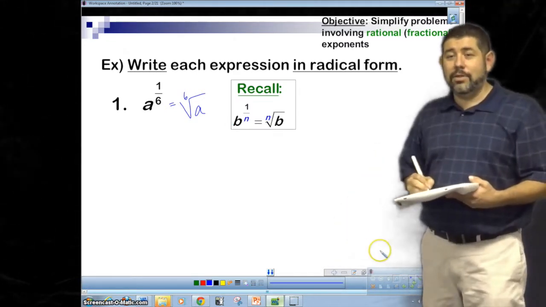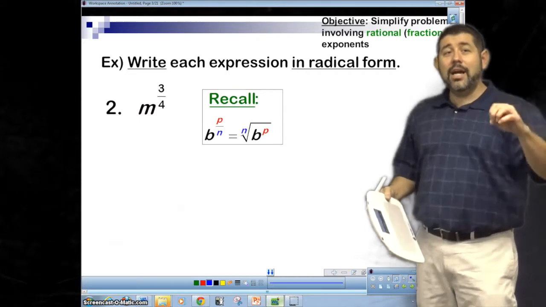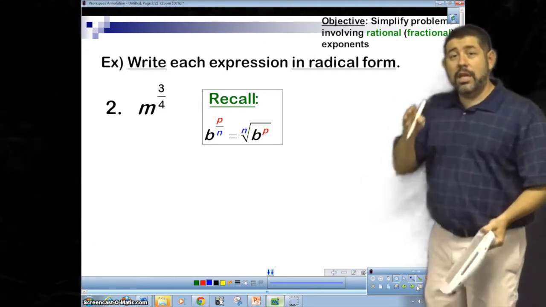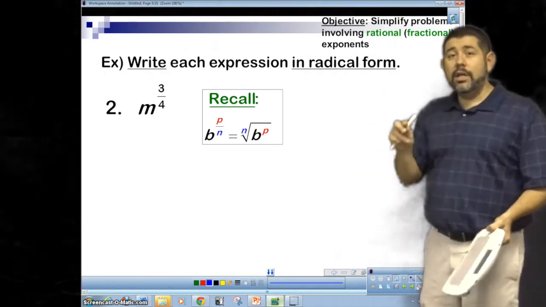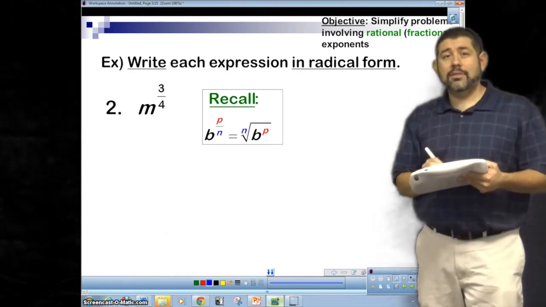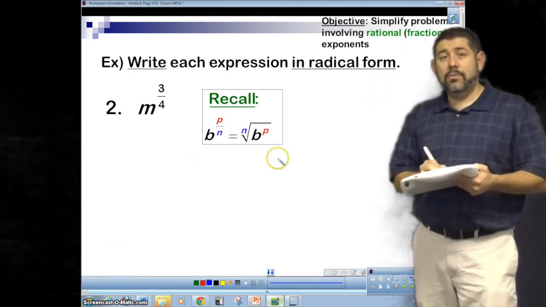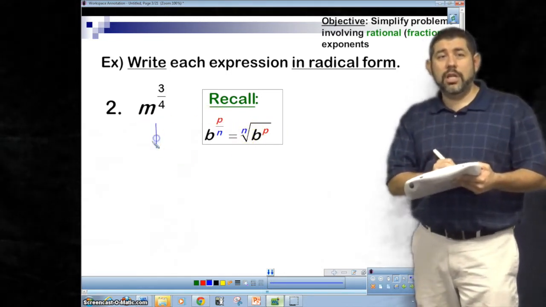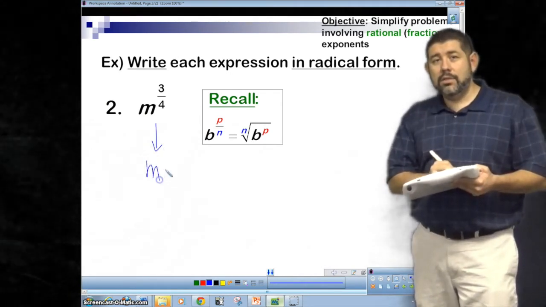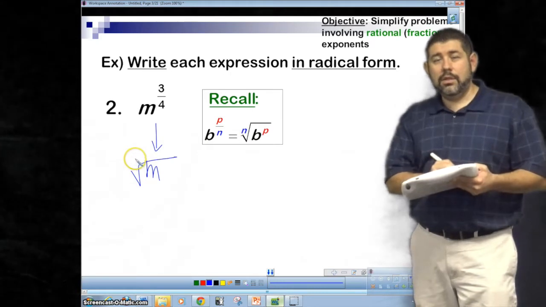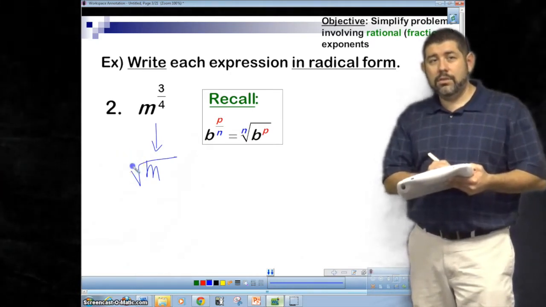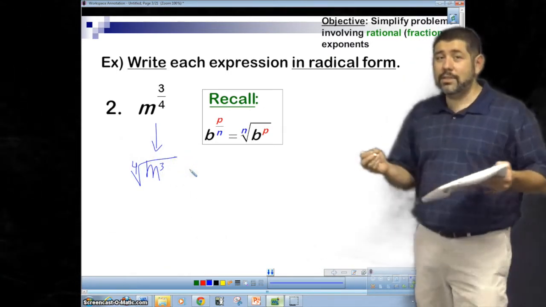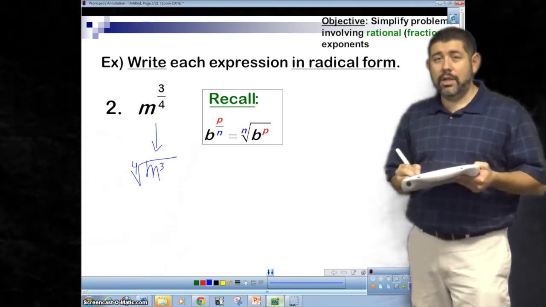All right, let's take a look at another one. Now, this time we have a 3/4. This is what I'm going to tell you: the denominator is the root and the numerator is the power that's inside the root. That's what this part means, in that p is the numerator and n is the denominator. So we're just going to change that to m to the, what's the root? It's the bottom, right? 4 and 3. That's it, guys. That's the whole thing. Take a look at the next one.